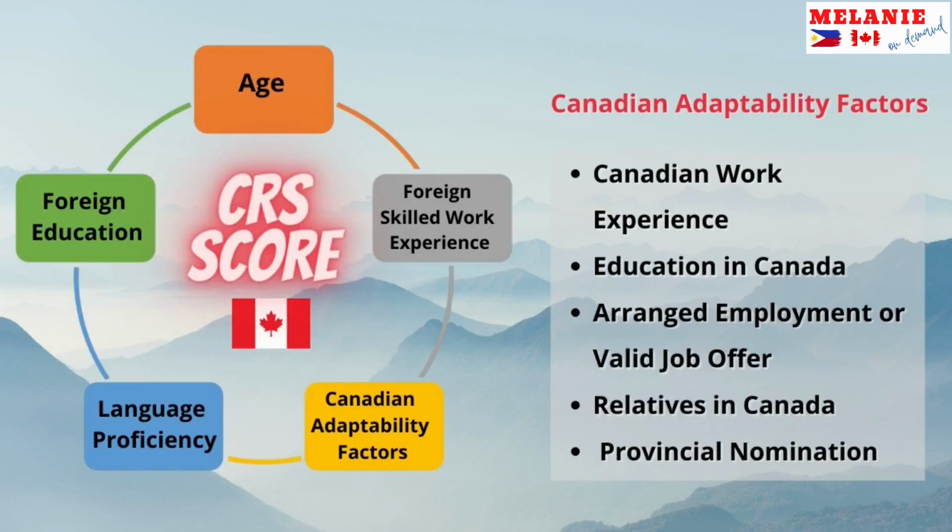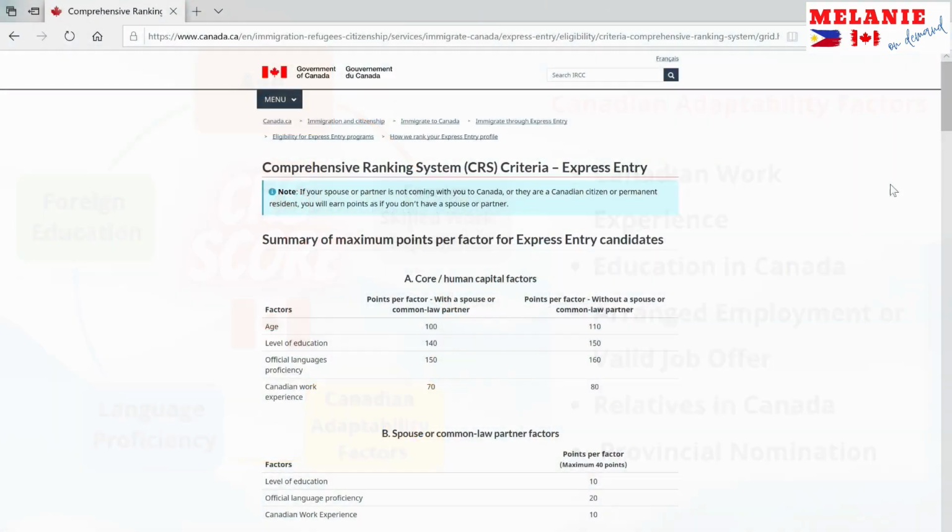Some of these factors you can control. Some of these you cannot. Each of these factors is used in the calculation of your CRS score. Some of these are used once, but some are used multiple times, like the work experience, education, and language proficiency. So improving these factors can positively affect your CRS score. Let's look closely at each one of them.